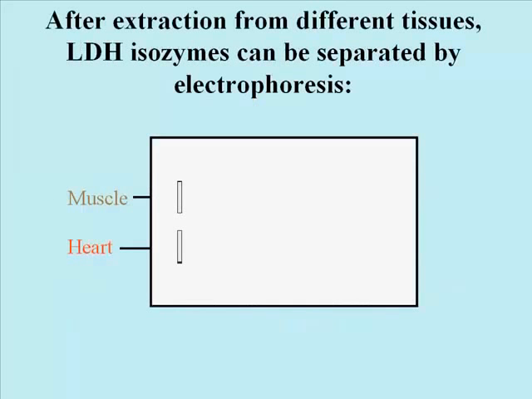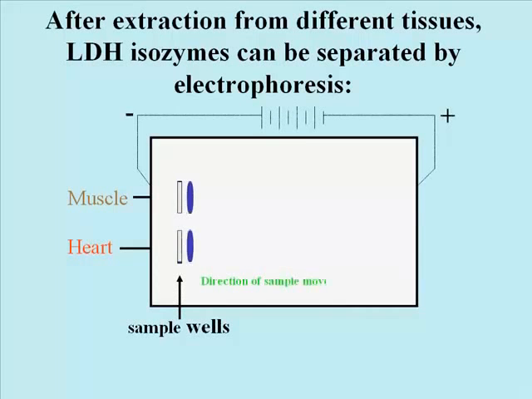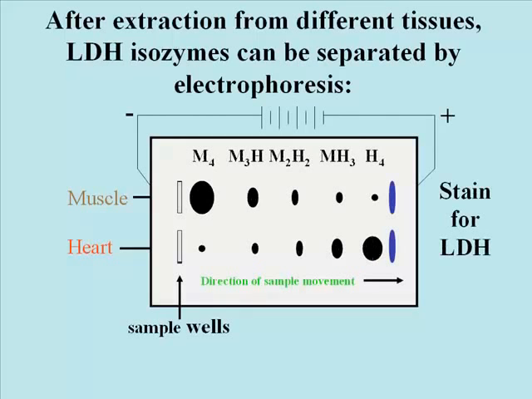LDH can be extracted from different tissues, and the different isozymes separated by starch gel electrophoresis. So we're going to be separating the different isozymes pretty much by charge alone. Here are extracts of heart and skeletal muscle LDH. The samples are put into the wells of an electrophoresis gel, and the power turned on. At the end of electrophoresis, the gel is stained, in this case specifically for LDH. You can see that the different LDH isozymes are differentially charged in solution, and what you should see is that there are actually 5 different spots, each representing one of the different isozymes.